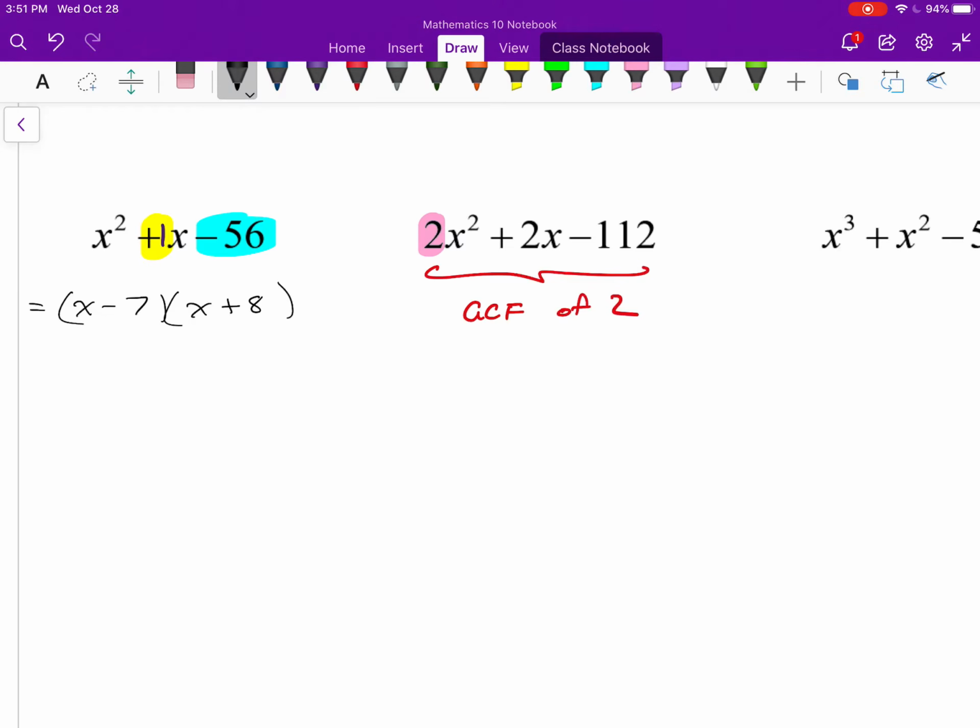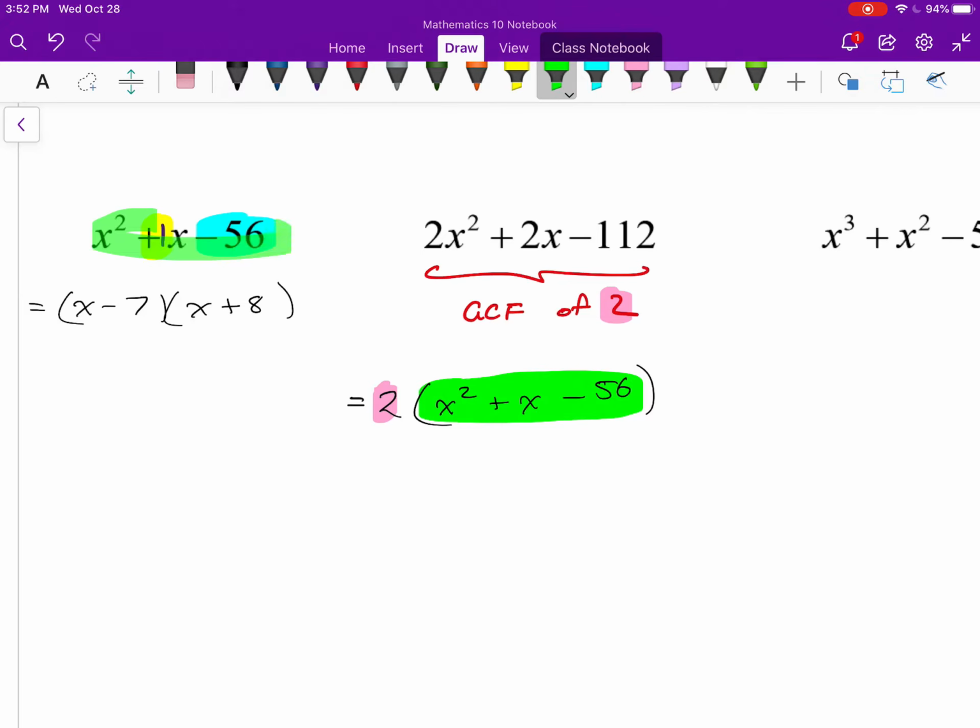So let's build upon what we did last lesson and start by taking out a factor of 2 from all of this. That means I divide all these terms by 2. And so I have just x squared plus 1x minus 112 divided by 2 is 56. And now everything you see right here is identical to what we did right here. So I don't really have to do these steps all over again. I already know that x squared plus x minus 56 factors into this.